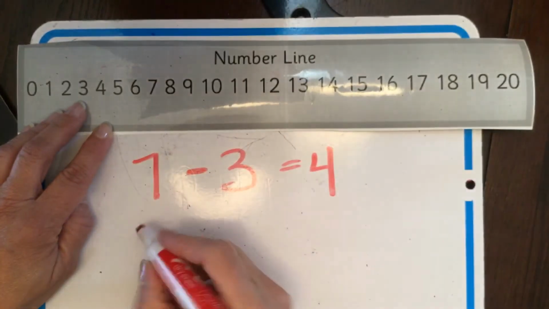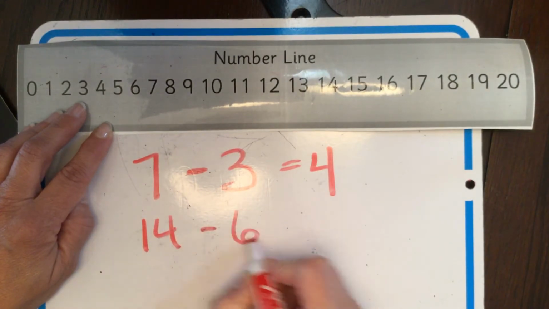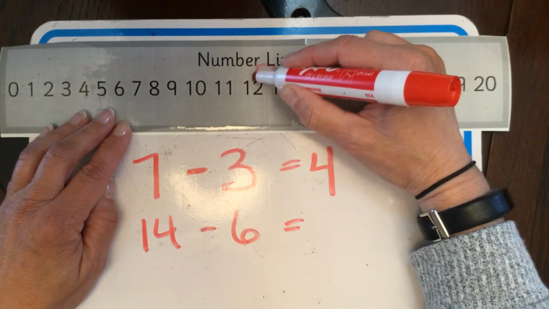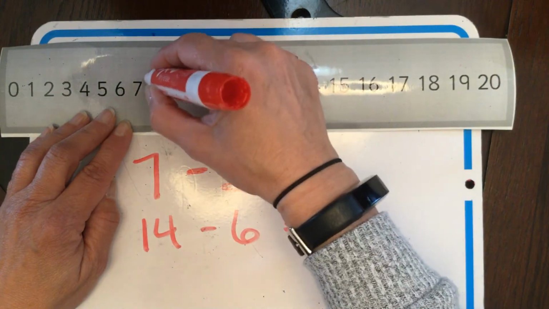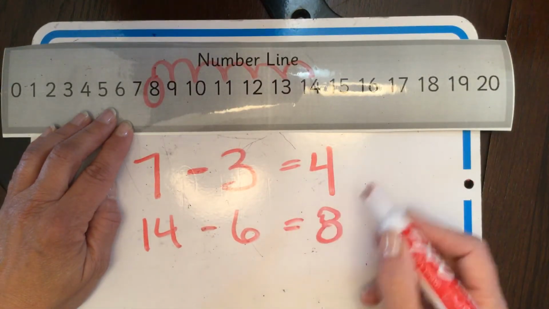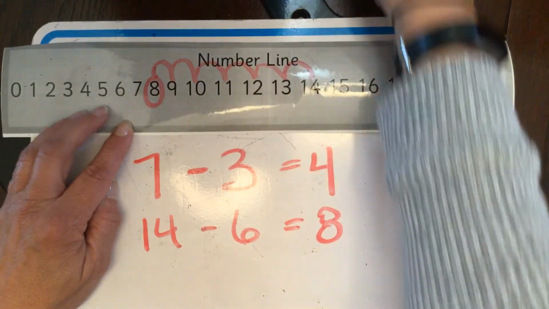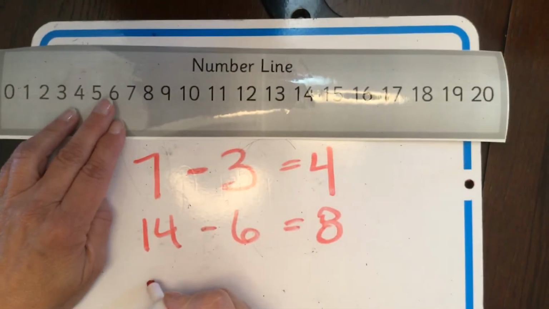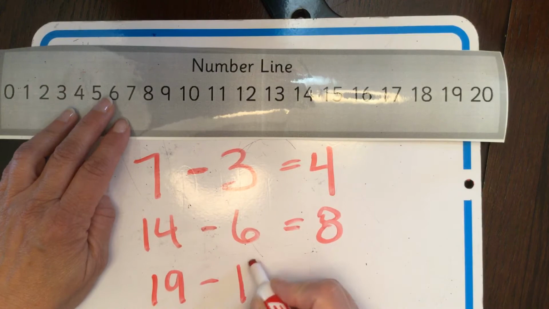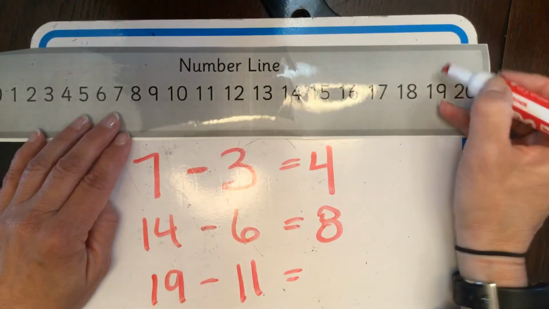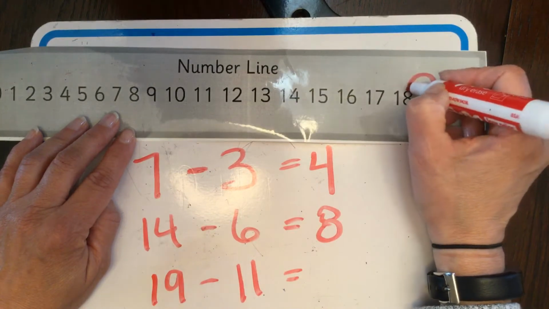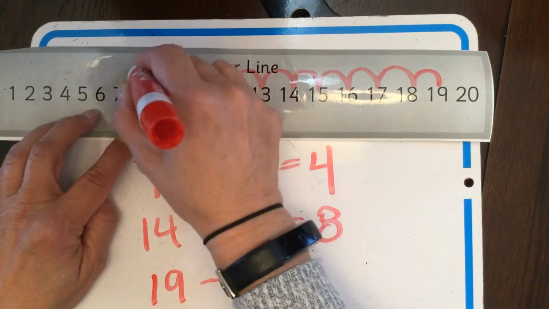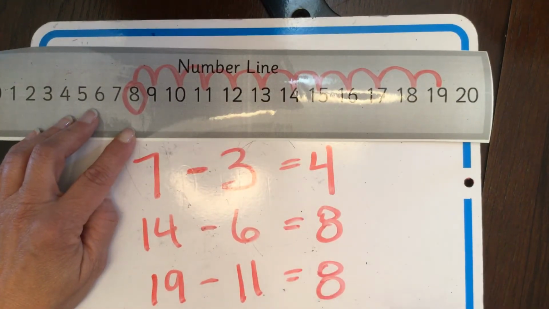If my question was 14 take away 6, I would hop over to 14 and bounce back 6 bounces. 1, 2, 3, 4, 5, 6, and I land on the answer 8. Remember, each bounce takes you to the number before or after, so each bounce is only 1 number. Let's say I had the question 19 take away 11. I have a lot of bounces to do there. I'm going to start at 19, and I'm going to bounce 11. 1, 2, 3, 4, 5, 6, 7, 8, 9, 10, 11, and I land on the answer 8.